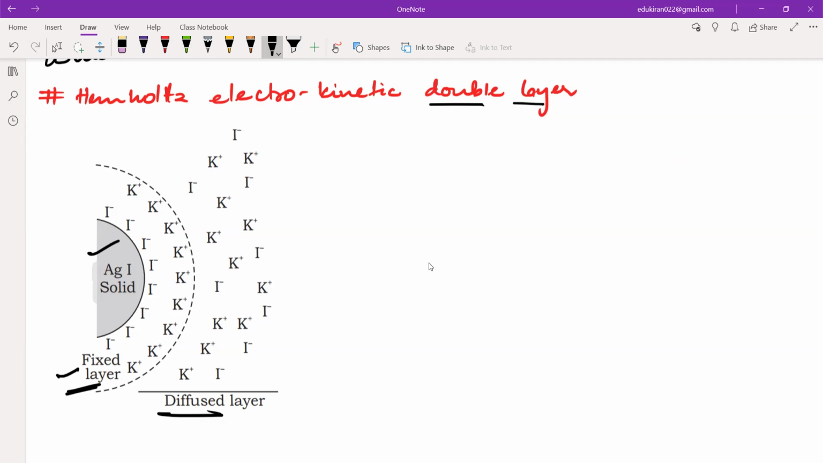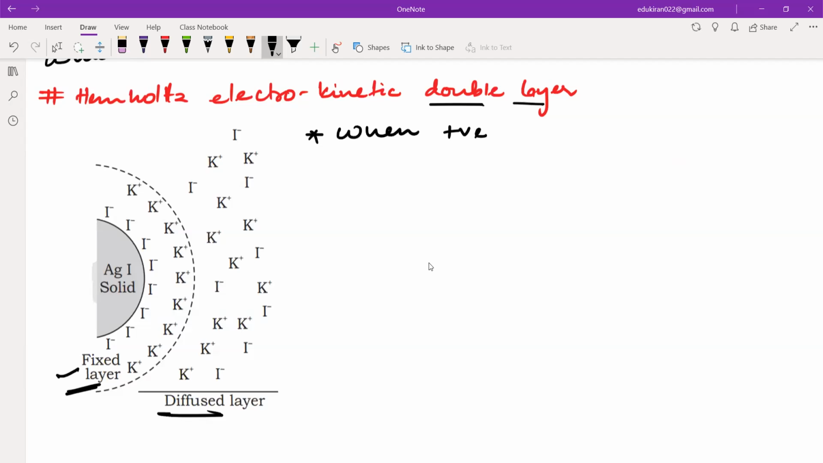All of you understood this? Yes or no? Yes, sir. So till here we know, and after that it is quite intuitive that iodine negative will attract K positive. Till here it is fixed layer, and after that we have the diffused layer. So okay, write this with me.